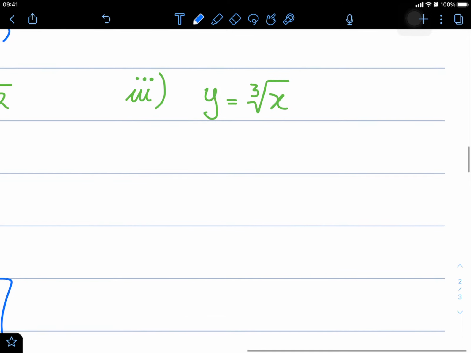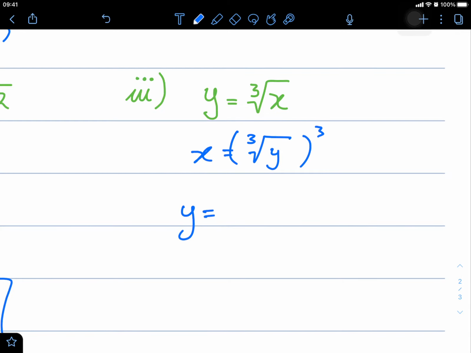This one's a little bit easier, so let's switch them. x is equal to the cube root of y. To reverse this, we simply cube both sides, which gives us y is equal to x cubed.